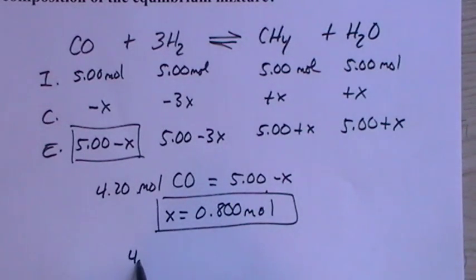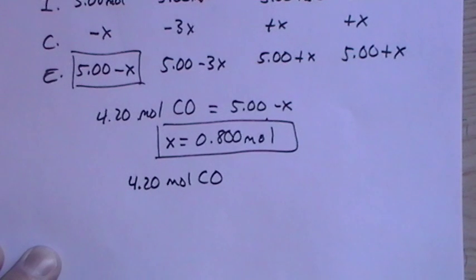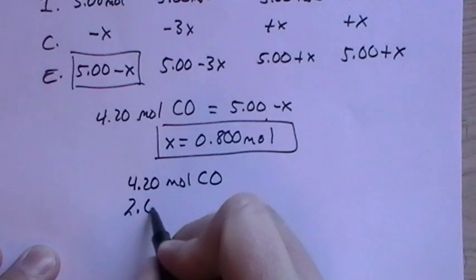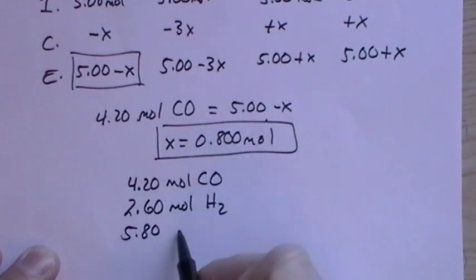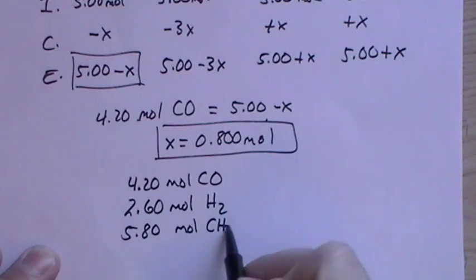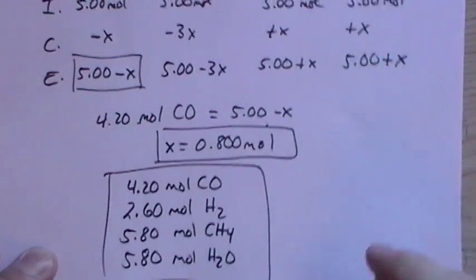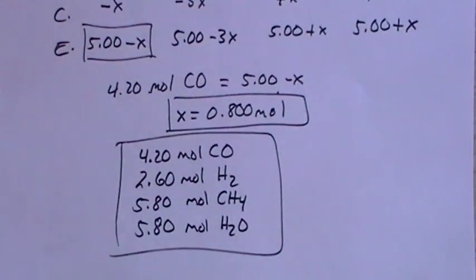Well, that means it's 4.2 moles for CO. We were given that. And then we have 0.8 times 3 plus 5. So we have 2.6 moles of hydrogen. Then we have 5.8 moles of methane and 5.8 moles of water. Because we didn't start with anything that was 0 on this side, x is not the actual answer. It's the last step before we find the moles.